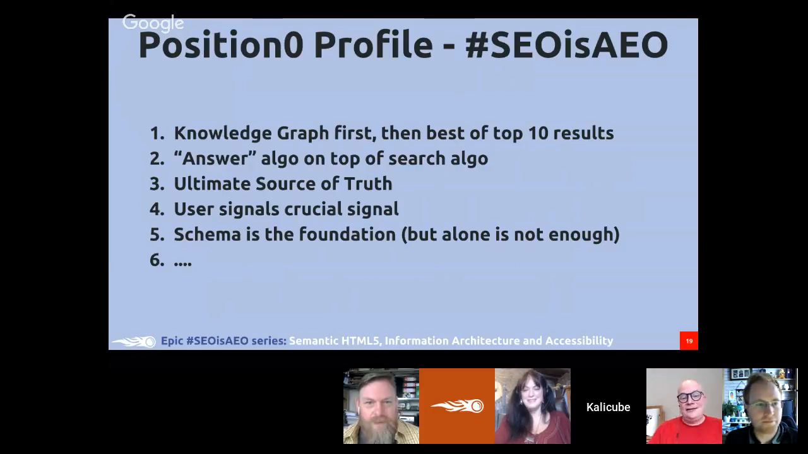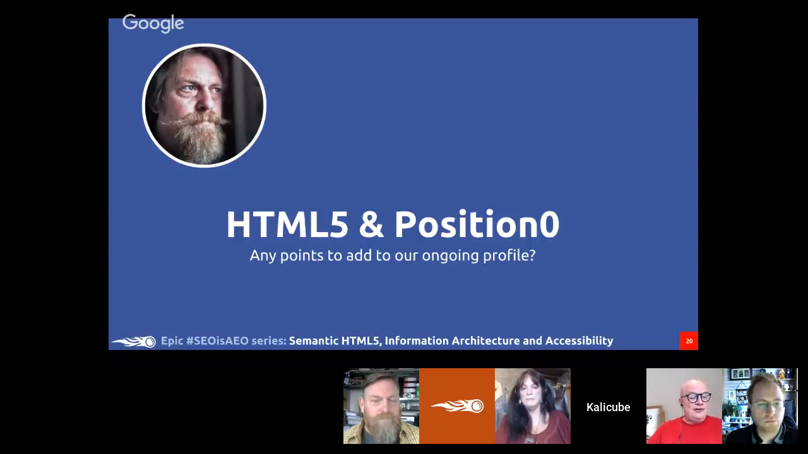Right, the last furlong, because we're in a horsey environment for both Kim and for Simon. Last furlong is position 0 profile. It started off in the second episode. We have these 5 points: knowledge graph first, then best top 10 results. Answer algorithm on top of a search algorithm, that was Eric Enge. Ultimate source of truth, David Bain. User signals are a crucial signal, Rebecca Sentence. And schema as a foundation, which was everybody from last week. This is going to be interesting.